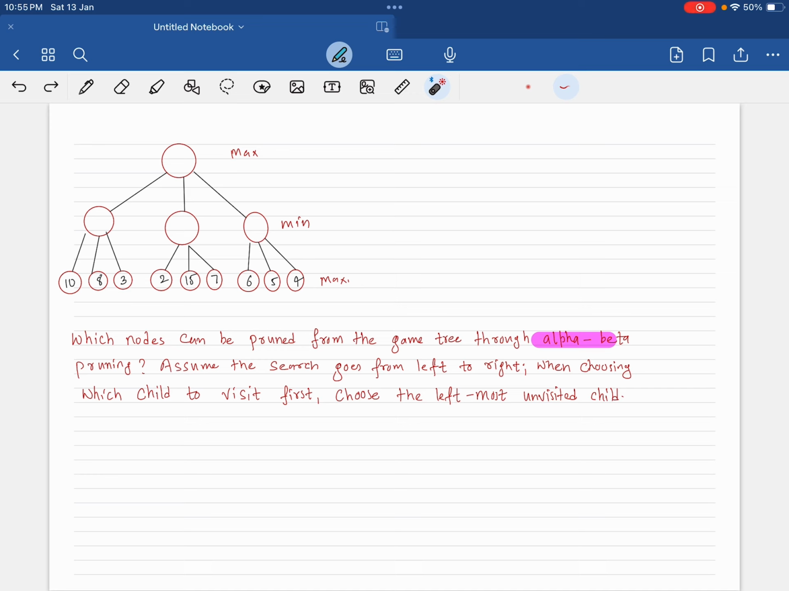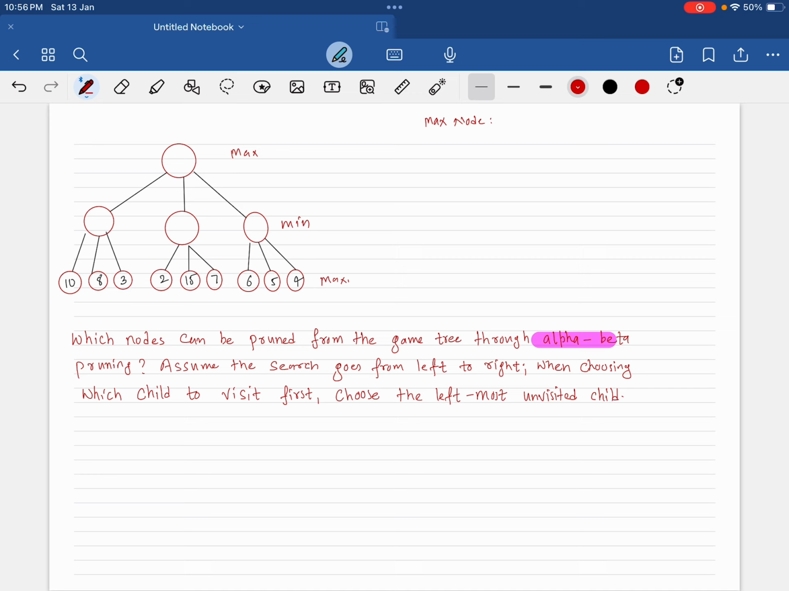So what we have to find is which node can be pruned from the game tree through alpha beta pruning, and we are assuming that we will be traversing from left to right, and when choosing which child to visit first, choose the leftmost unvisited child. So the idea behind how we traverse is that, let me first of all give you the condition for the pruning. So for the max node, when you are at a max node, right?